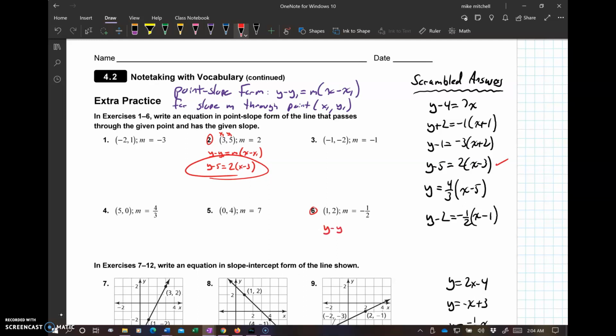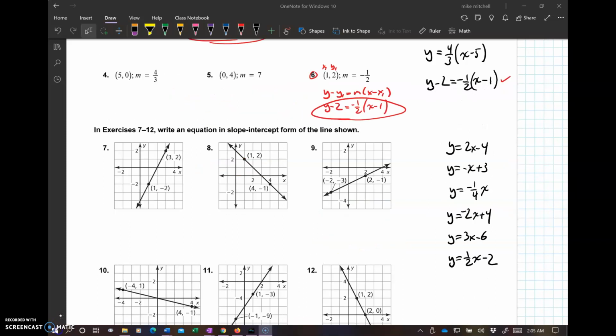y minus y1 equals m times x minus x1. There's my x1, there's my y1. m is labeled. So I'm going to have y minus 2 equals negative 1/2 times x minus 1. There's my answer right there. That's looking pretty good. These are the same problems we saw in 4.1.